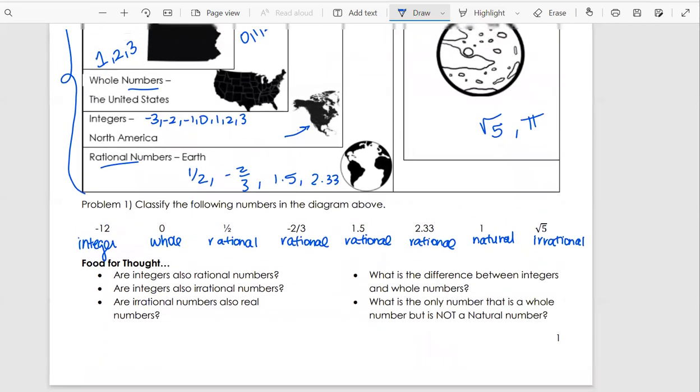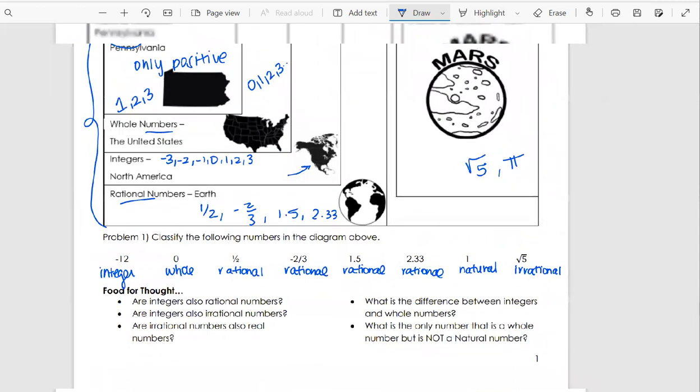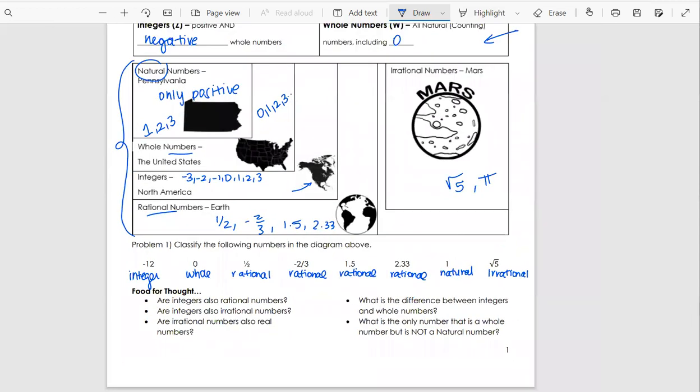Are integers also rational numbers? Look here, 1, 2, 3, we could also place them down here, 1, 2, 3. So we can say yes. Are integers also irrational numbers? Well, that's no, it's a completely different category. Look, they're on Mars. They're doing something completely different. So we can say no.